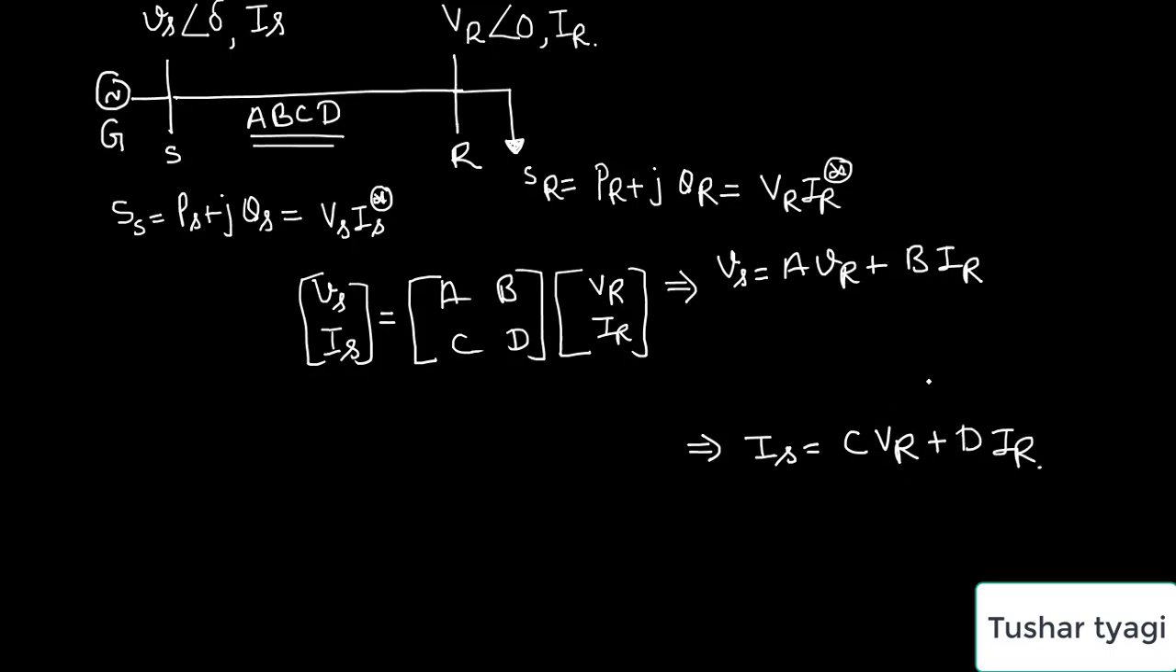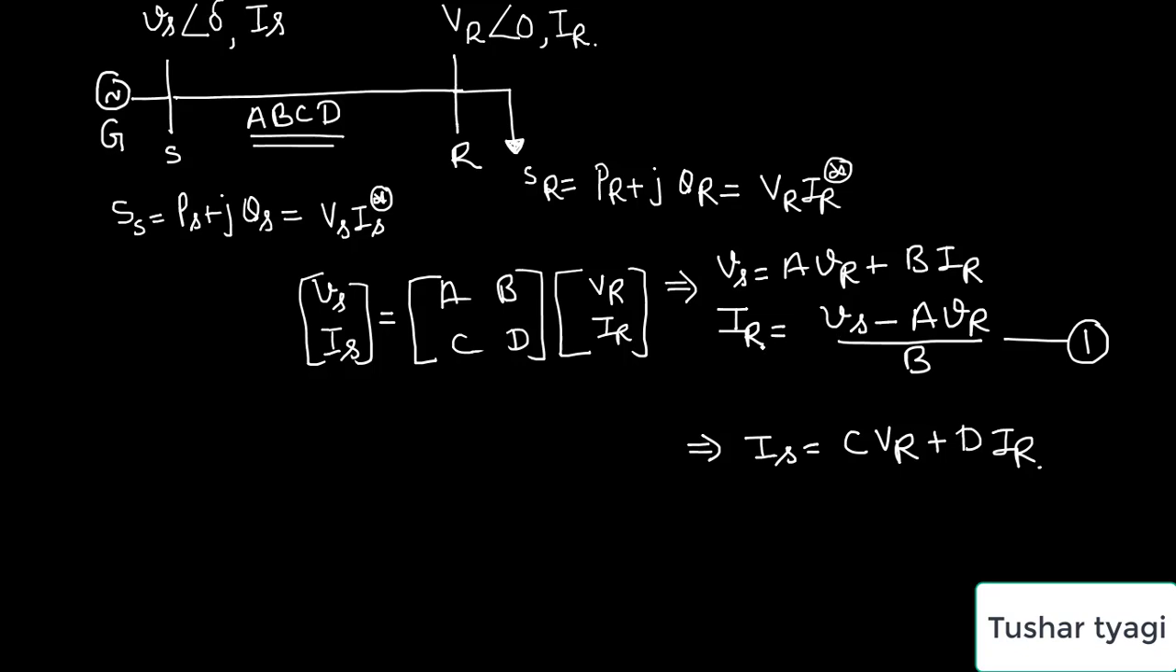Now I am trying to establish the relation of the sending and receiving end currents in terms of the sending and receiving end voltages. So I can assume over here, transferring the terms to the other side, IR can be written as Vs minus A VR upon B. Considering this equation as equation 1.